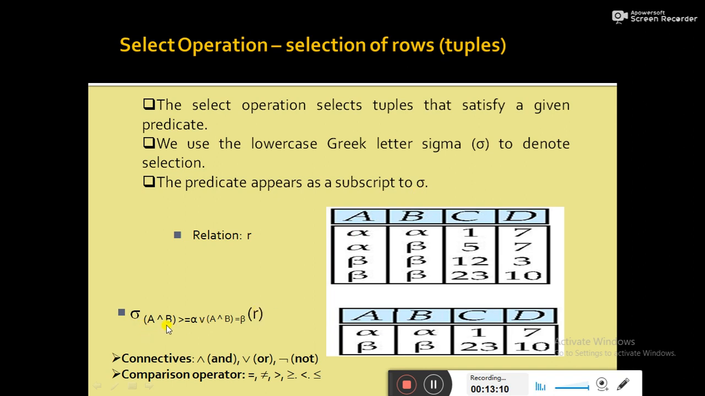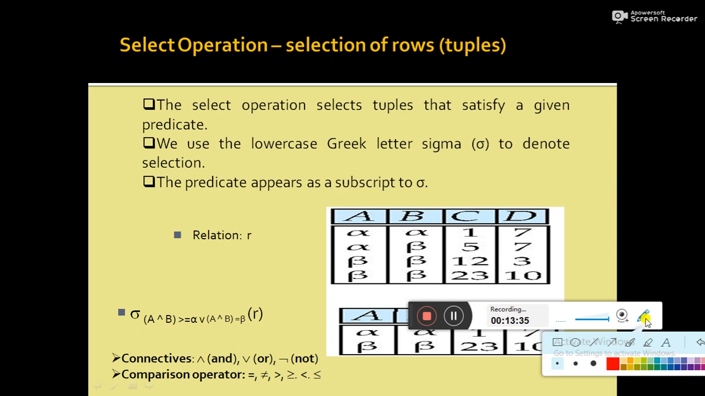So this is the example. First we write sigma. Sigma is the symbol by which we define that this is a selection operation. Then, within parentheses, you mention the name of the relation from where you want to fetch the data. Here I want to fetch the data from R, and as a subscript you define the condition. So this is the condition, the predicate P here.